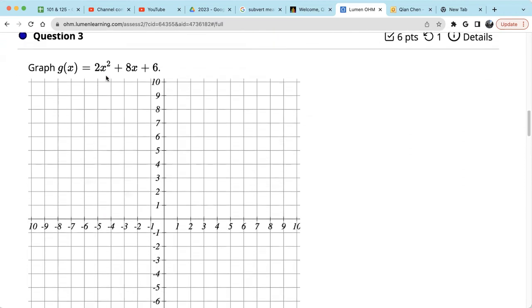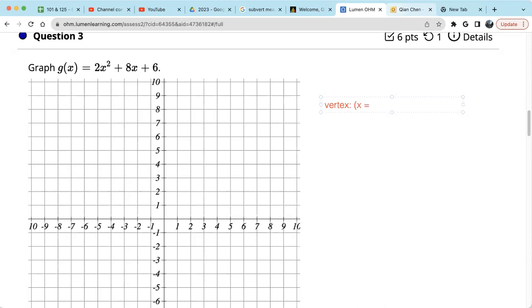We want to graph this quadratic function. We want to figure out our vertex. What is our vertex? Because we're given standard form. So in the standard form, we have A, B, C. So A is 2, B is 8, C is 6.